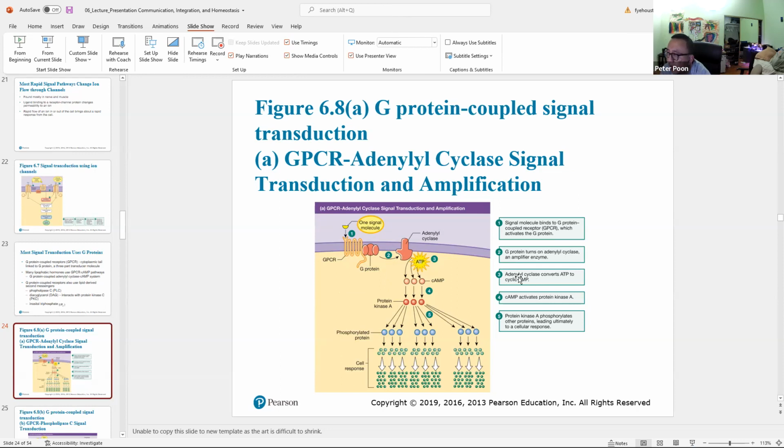The G protein will turn on adenyl cyclase. Adenyl cyclase converts ATP into cyclic AMP. ATP is kind of linear; it just turns it circular. That circular molecule can now flow through as a second messenger.